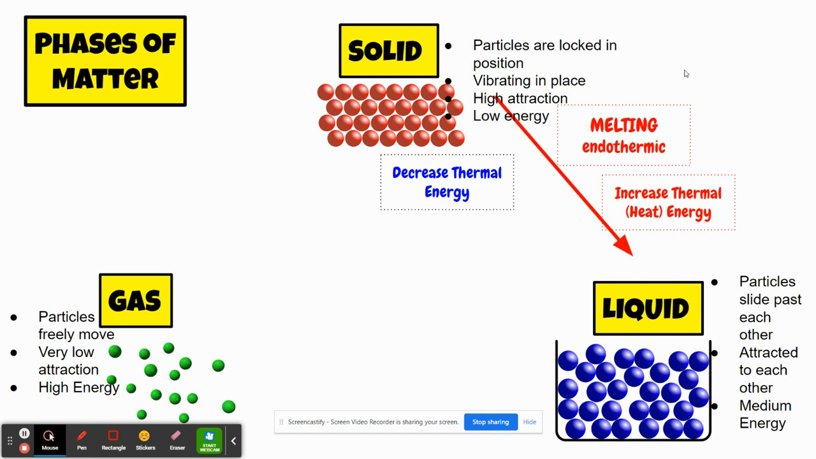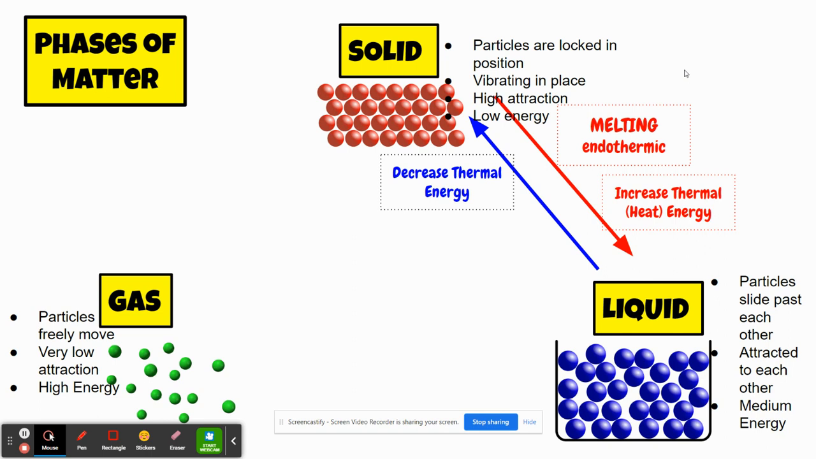Mauna Loa is having this taking place right now, where rock has been melted inside the Earth's core. The magma is liquid rock, and that's spewing out as lava in Mauna Loa right now. Mauna Loa has lava flows of melted rock, solid to liquid, endothermic.